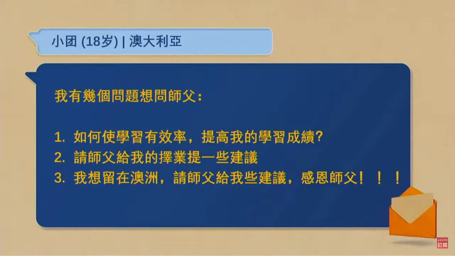How to make my study more efficient and increase my grades? And I also want to stay in Australia. Could you give me some suggestions for my future career? Could you give me some suggestions? Thank you, Grandmaster.